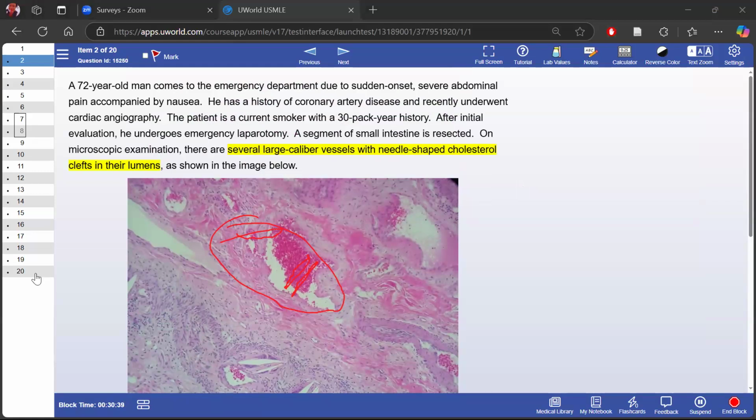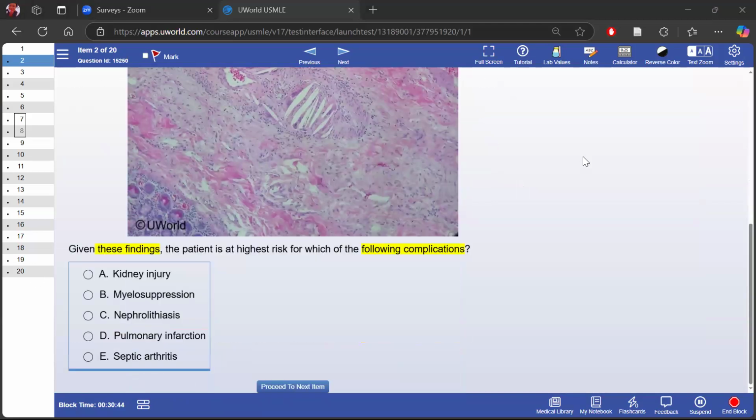Of the options we have, which option is tied to occlusion of vessels? What will be the complication of occluding vessels? It could be A, and it could be D. Those are the two things related to occlusion of vessels. If the pulmonary arteries are occluded, that will be pulmonary infarction. If the renal vessels are occluded, it leads to kidney injury. So it's either A or D.